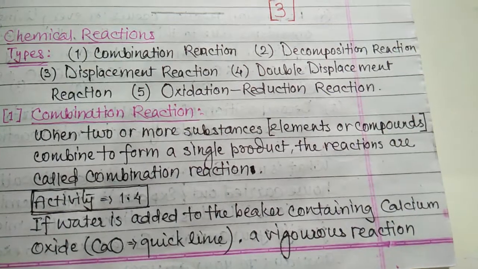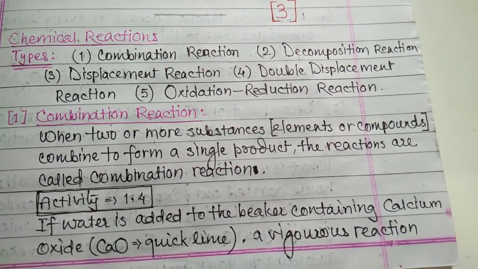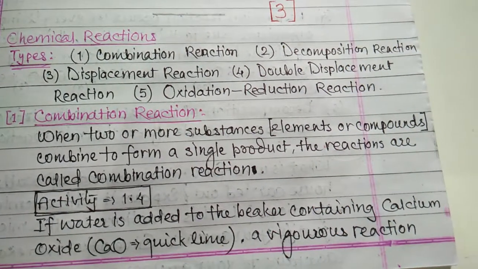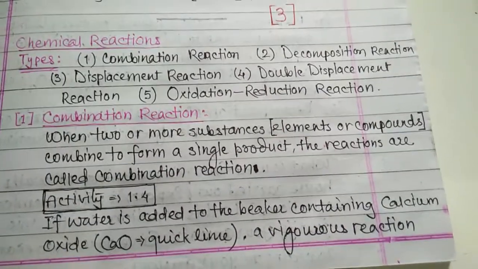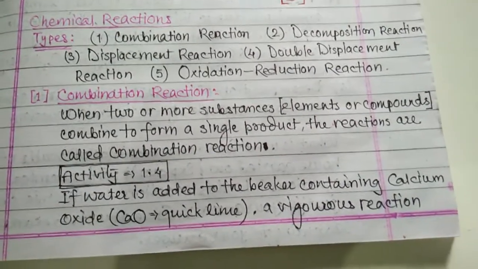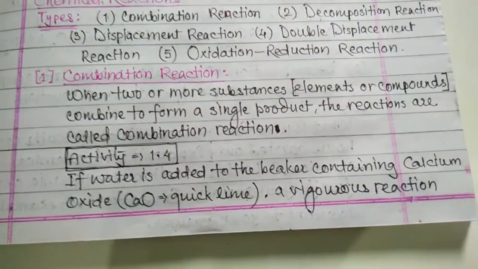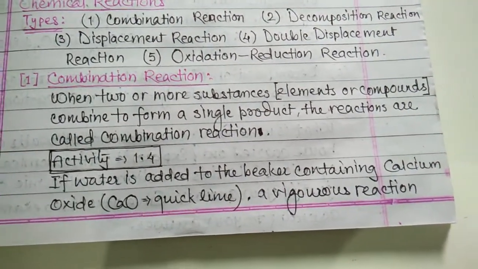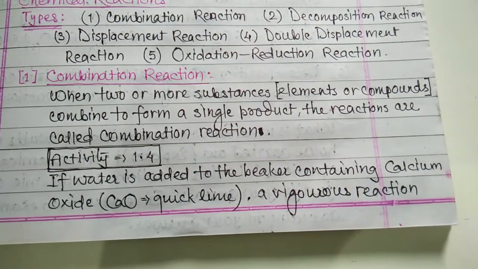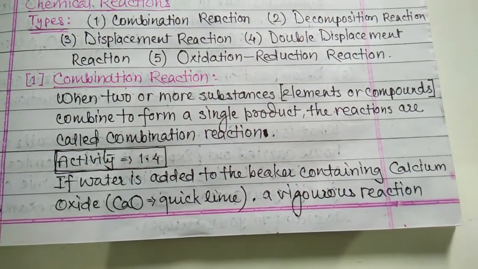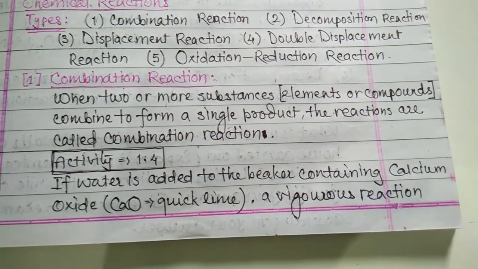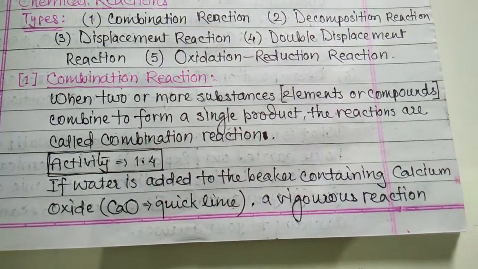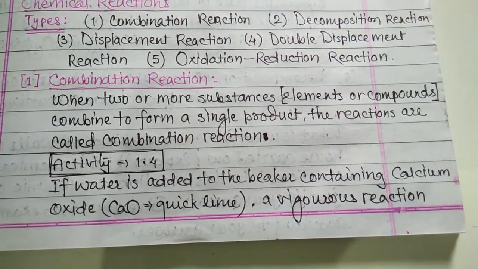There are two subtypes of combination reactions: exothermic and endothermic reaction. Now, first one is combination reaction. So, what is combination reaction? The combination reaction is the reaction in which two or more substances combine to form a single product. It is called the combination reaction.